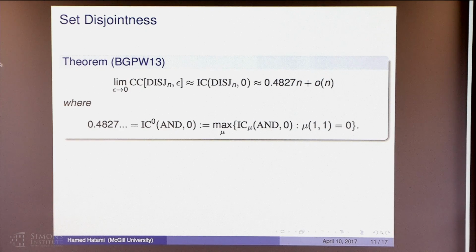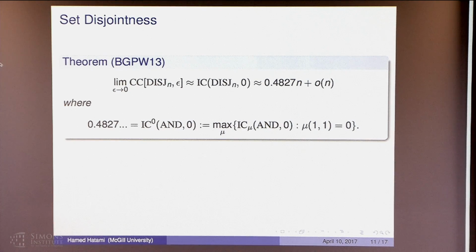So let's look at the communication complexity of computing disjointness. As I said, it was already pretty hard to show that this is linear. But they managed to show that as epsilon goes to 0, you get this constant. So you're converging to 0.4827n plus little o of n. And this constant is really coming from the AND function. What is this constant? It's the communication information cost of computing the 2-bit AND function with no error, 0 error.